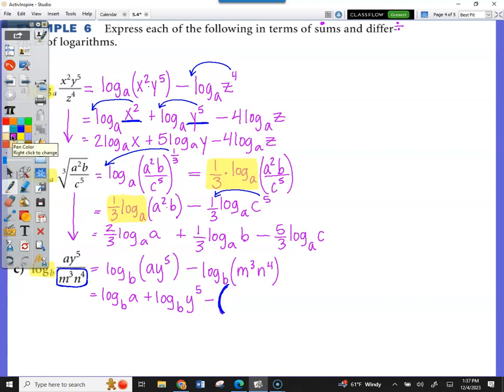Let me color coordinate this. Parentheses. Log base b of this mess. This is multiplication, so it's going to expand into addition. So it's going to be log base b of m cubed plus log base b of n to the 4th. Notice my blue parentheses. That gives the indication these 2 logs were actually a single log in the bottom of a fraction because it's coming after subtraction. With m cubed times n to the 4th in the parentheses.